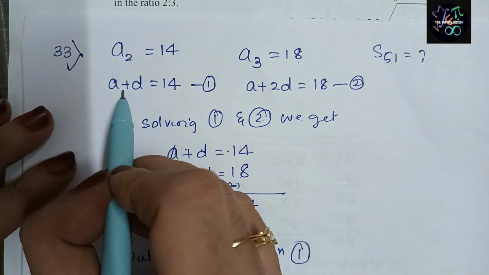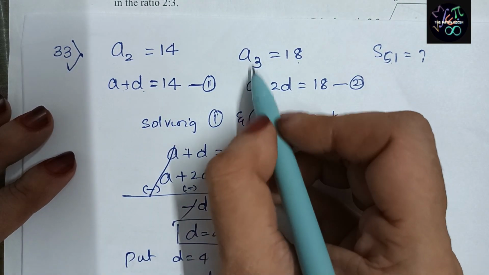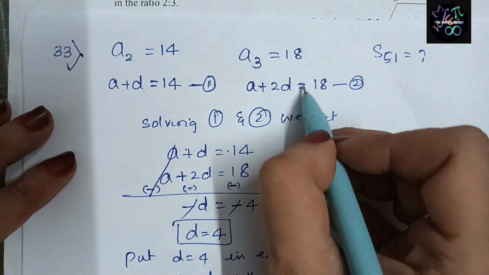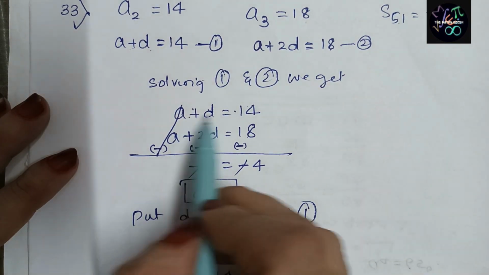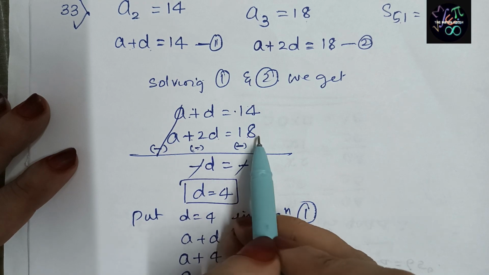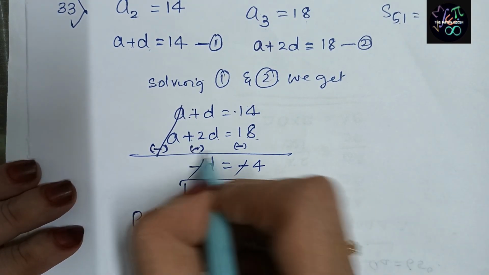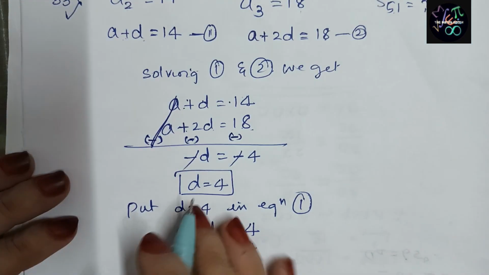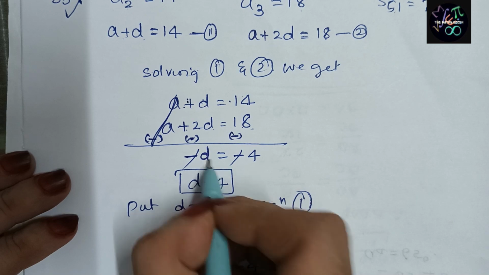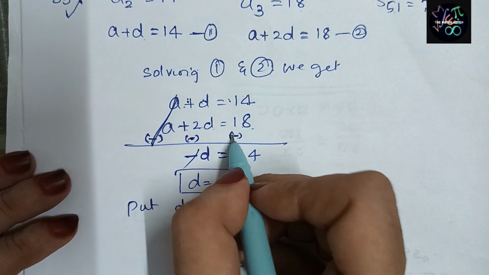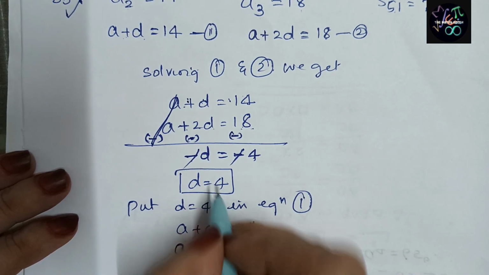A2 is nothing but a plus d is equal to 14, equation 1. A3 is nothing but a plus 2d is equal to 18, equation 2. Solving 1 and 2: a plus d is equal to 14, a plus 2d is equal to 18. So I have changed the sign of the second equation. This got eliminated. Minus 2d plus d is minus d, equal to 14 minus 18, which is minus 4. Minus minus got cancelled. d is equal to 4.